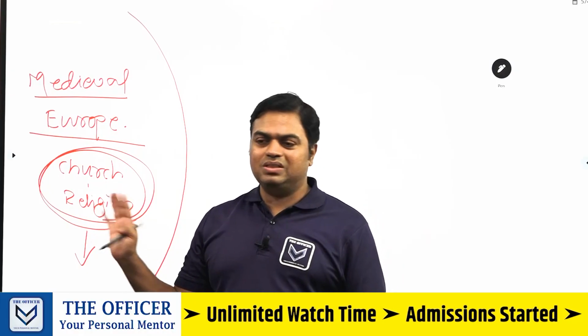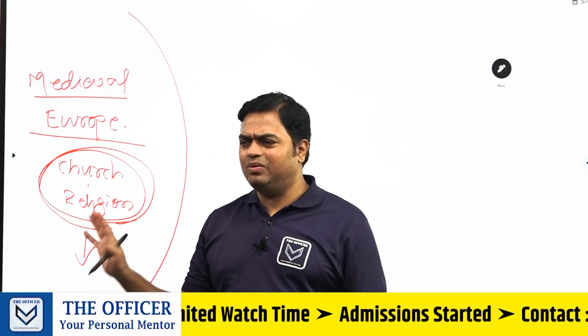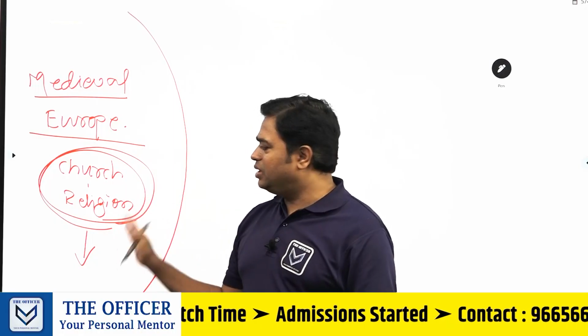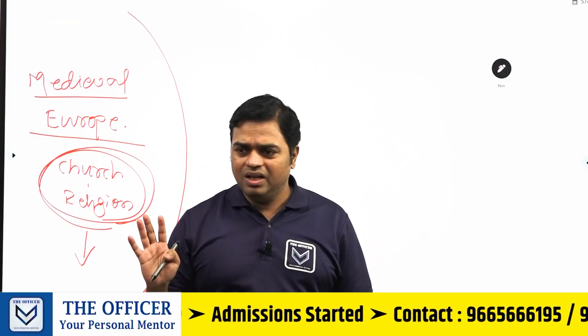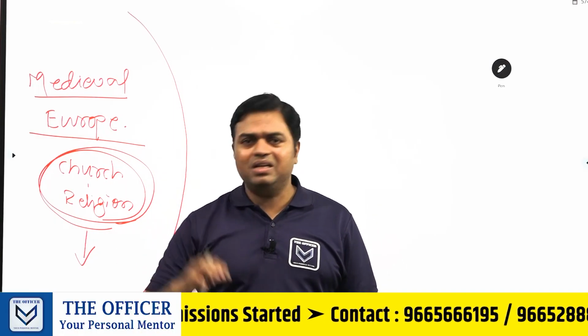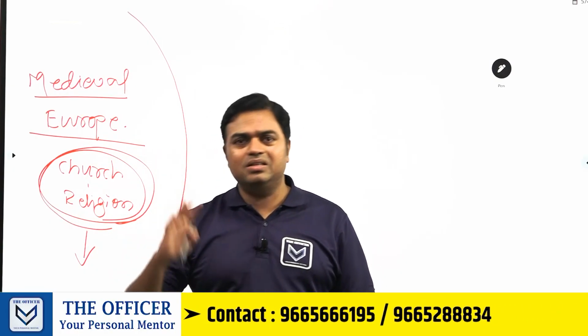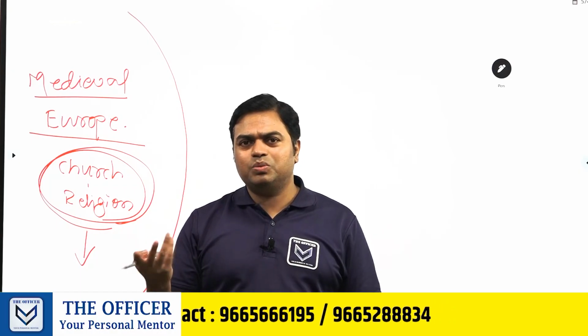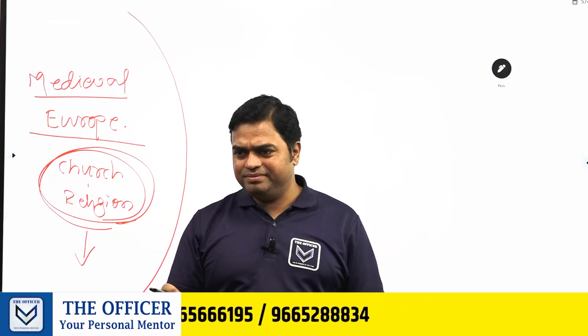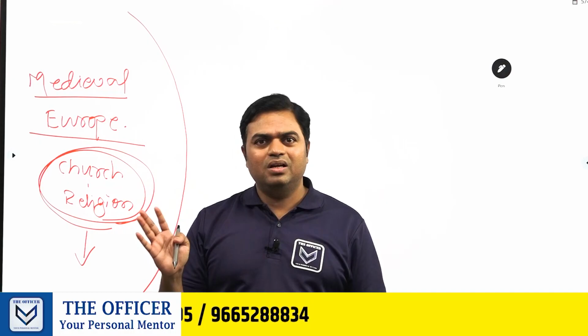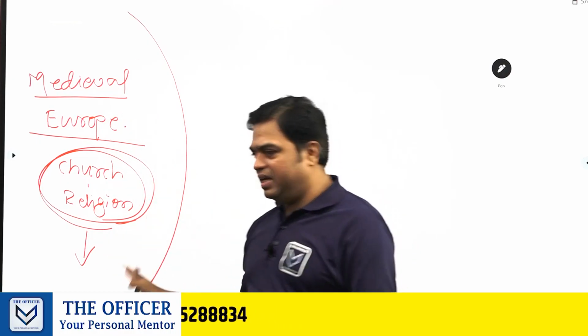Everybody was just imitating and following whatever the church and religion were propagating. And that's why religion became dogmatic, redundant, and rigid, and religion lost its purity. Getting my point? So this was the medieval era.